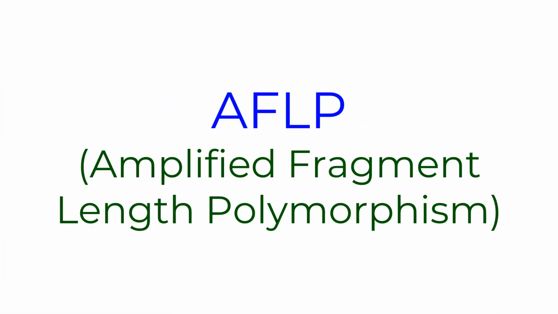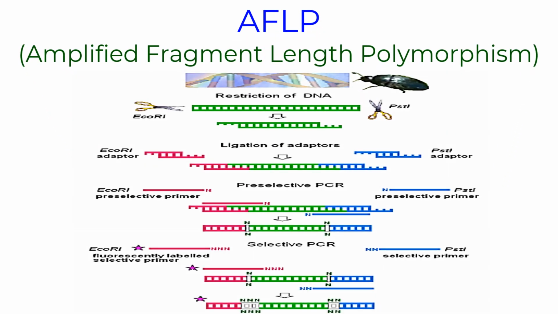AFLP or Amplified Fragment Length Polymorphism. AFLP-PCR, or just AFLP, is a PCR based tool used in genetic research, DNA fingerprinting, and in the practice of genetic engineering. Developed in the early 1990s by Keygene, AFLP uses restriction enzymes to digest genomic DNA, followed by ligation of adapters to the sticky ends of the restriction fragments.